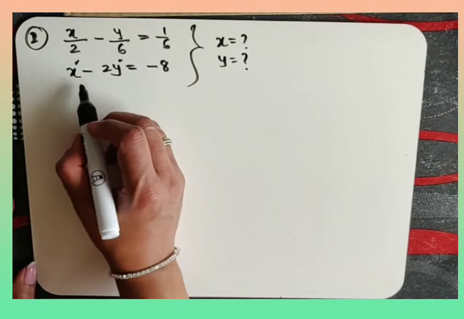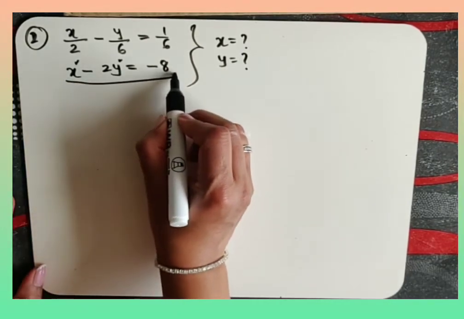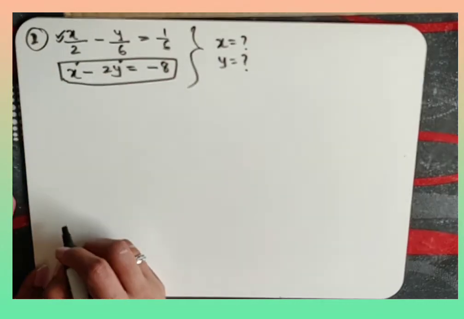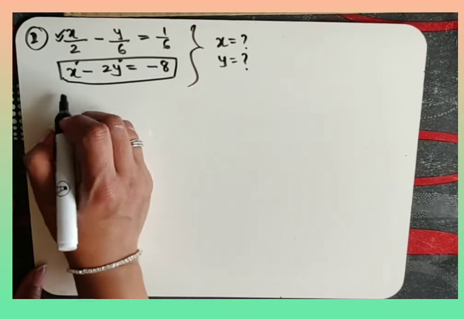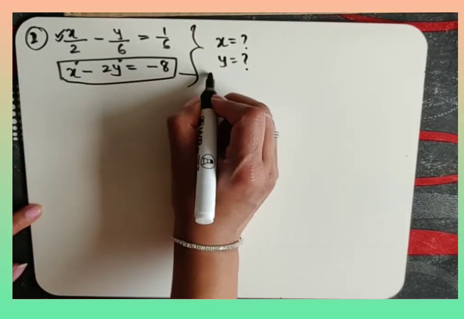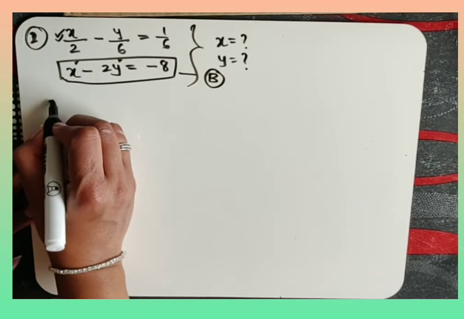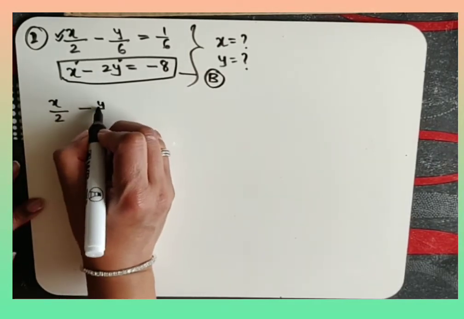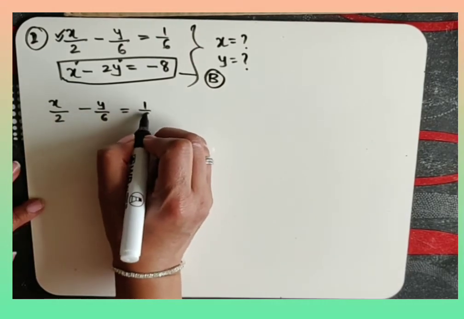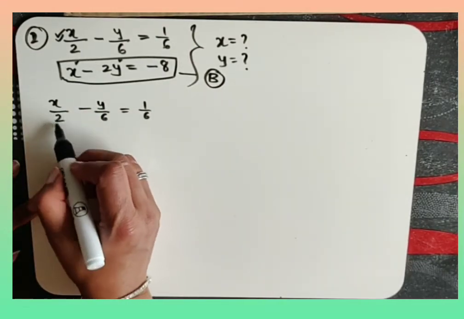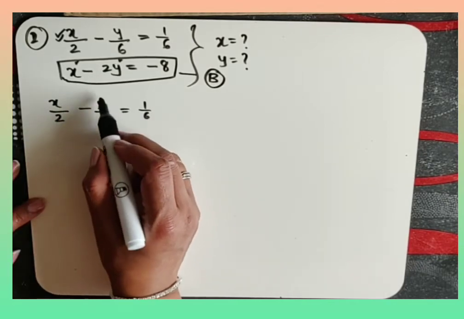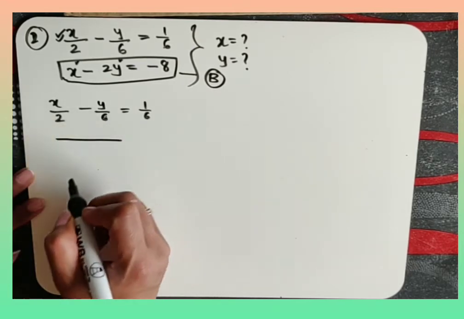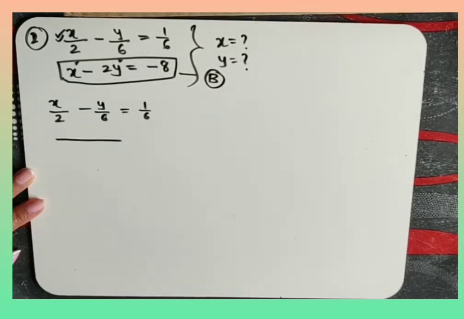Now as I can see, this second equation has no problem. This is arranged, but we need to arrange the first equation. So leave the second equation, which is B, and write the first equation and make it standard form. So x over 2 minus y over 6 equal to 1 over 6. Now here we have fractions being subtracted. So let's take the lowest common denominator of 2 and 6.